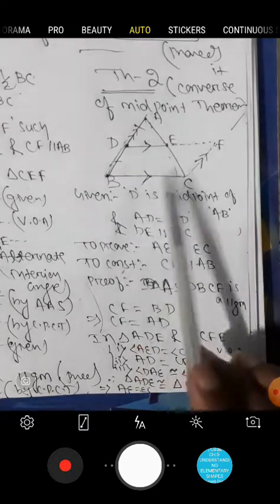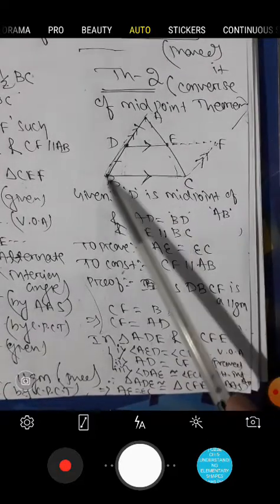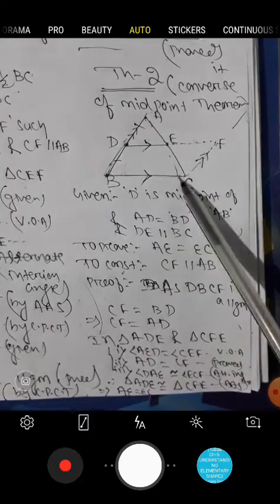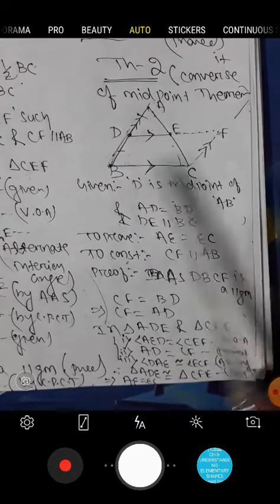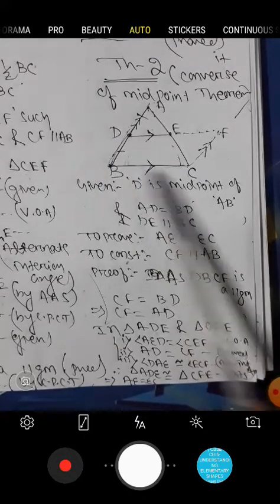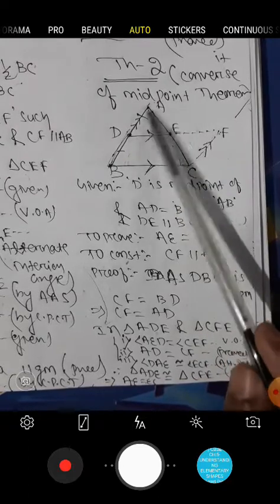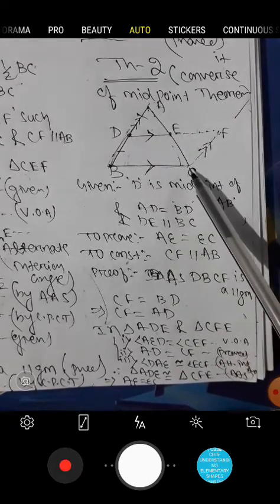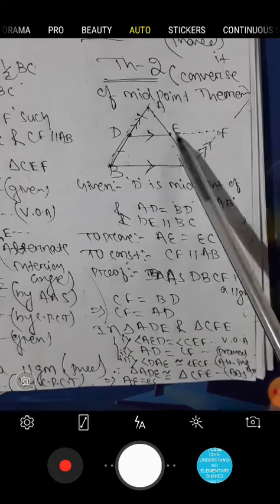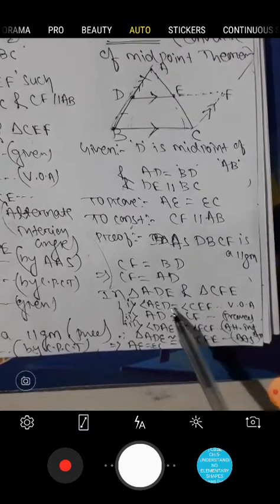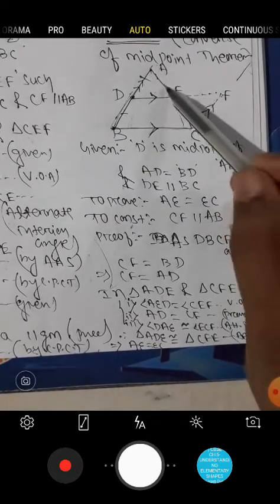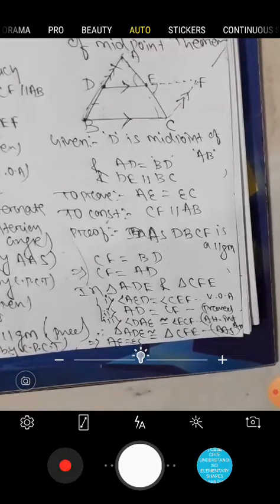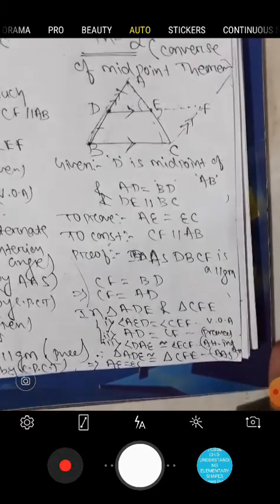And in the triangle, as I have already written, DBCF is a parallelogram by the construction, opposite sides are parallel, that's why CF is equal to BD, and CF is also equal to AD. Now in triangle ADE and triangle CFE, within these two triangles, angle AED is equal to angle CEF as vertical opposite angles, children. It's a vertical opposite angle.